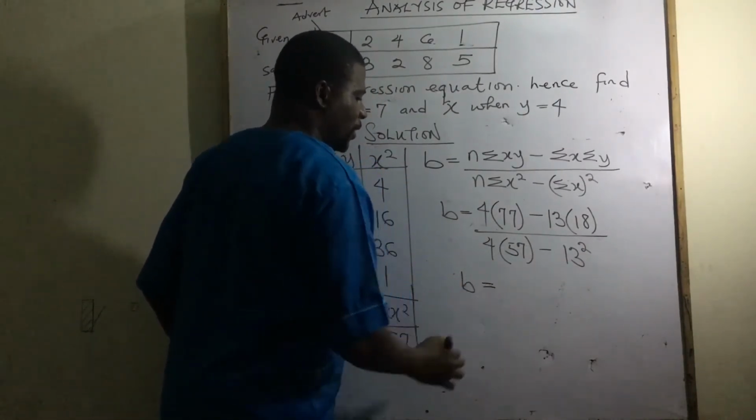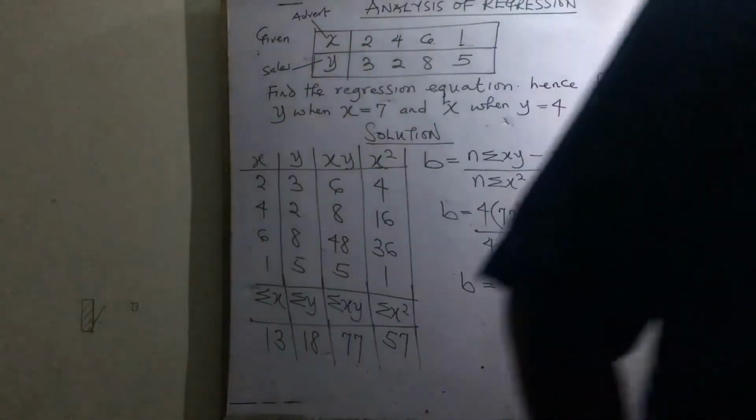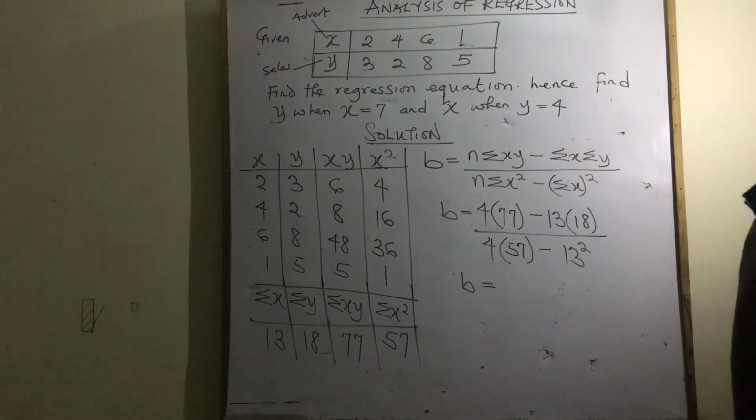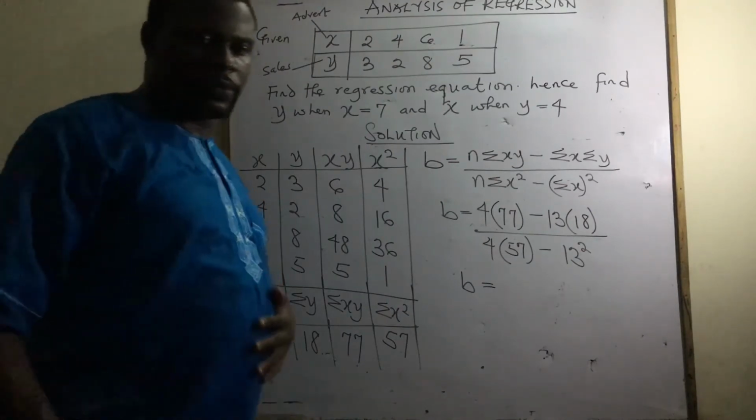So our b now is going to be 4 times 77. Use your own calculator while I use mine. Let me get my own calculator.